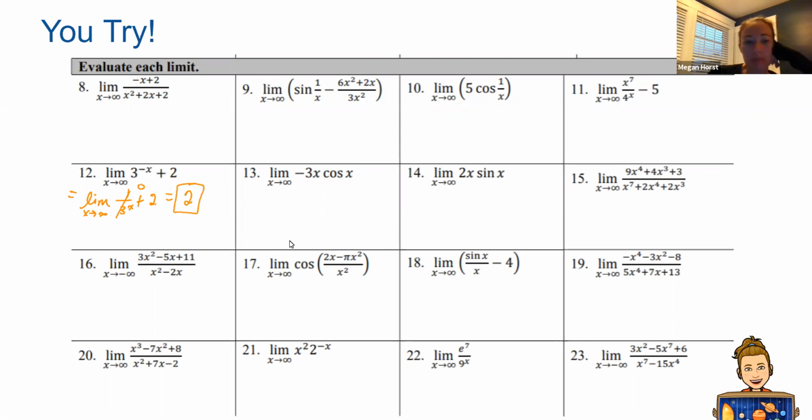which is 2. Right here, we looked at a similar situation in the last problem. We had 5x cosine x. This cosine x is oscillating between negative 1 and 1. This is going to negative infinity. We can't pinpoint what it's approaching, so it does not exist. This is the exact same situation, does not exist.